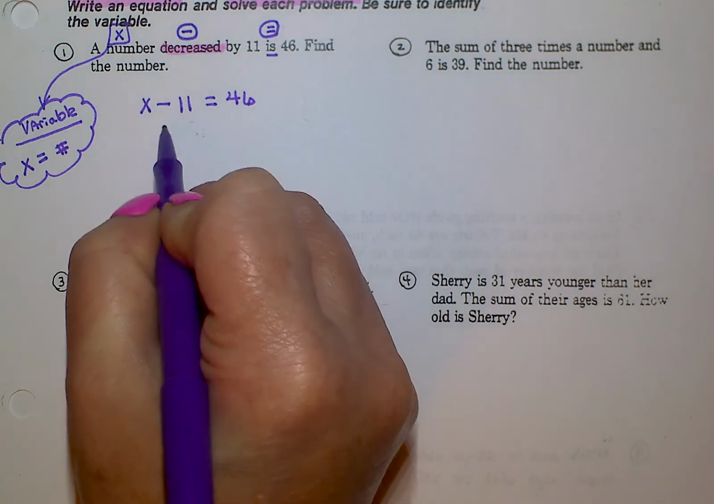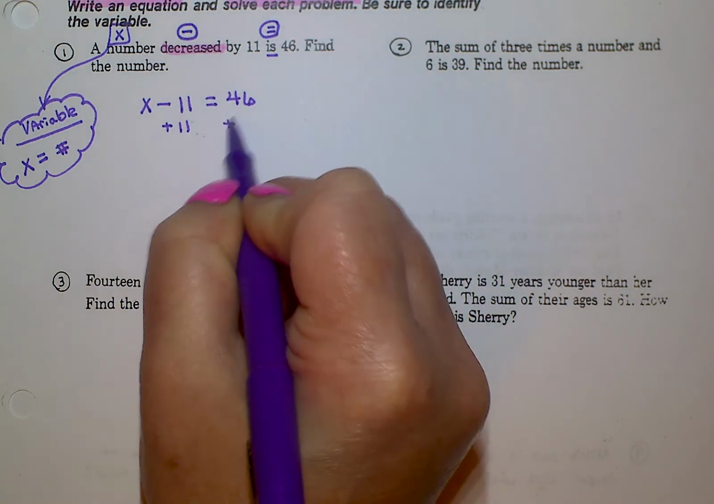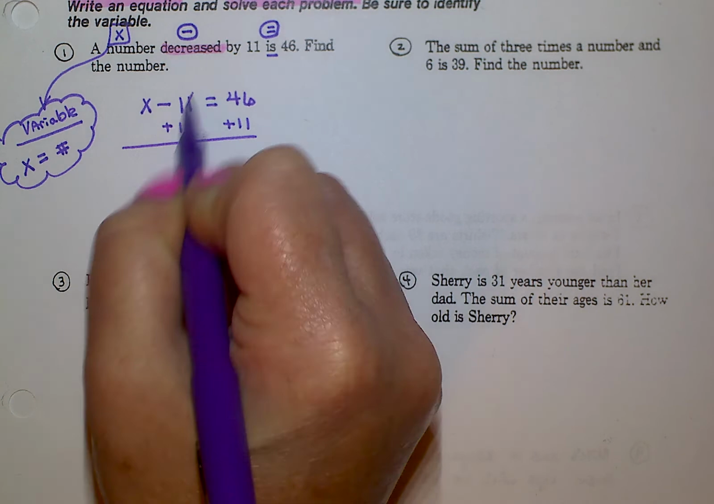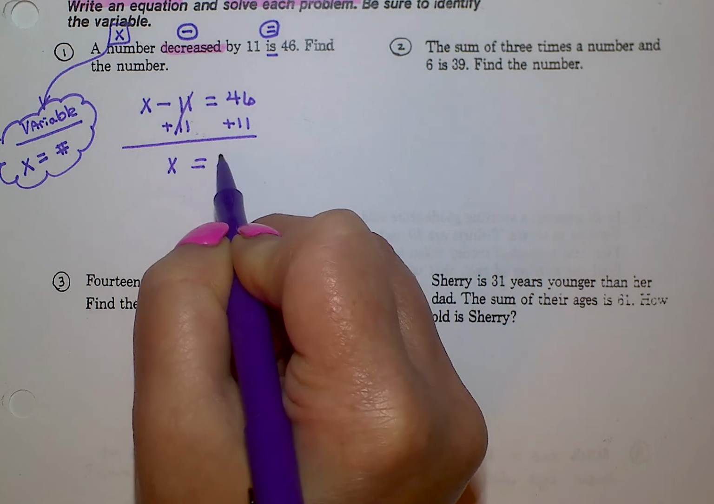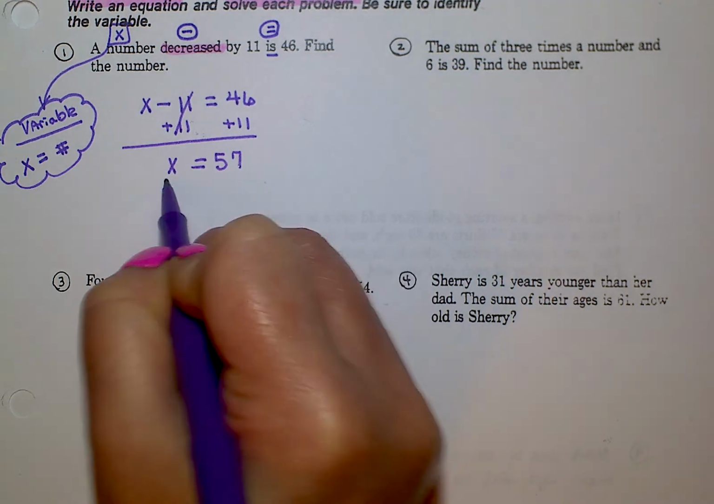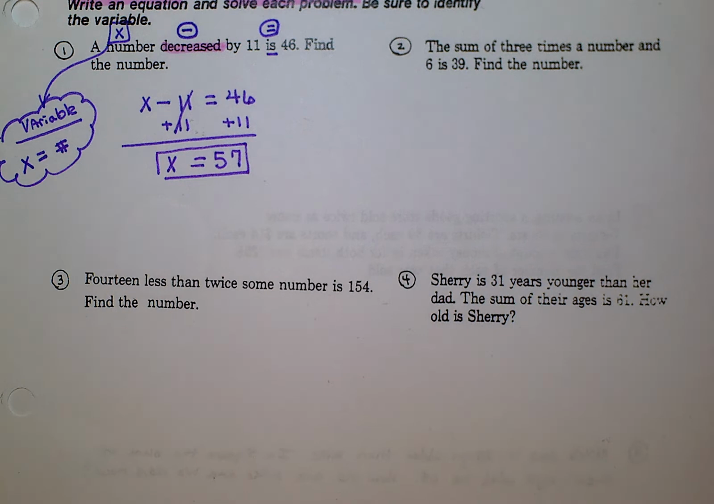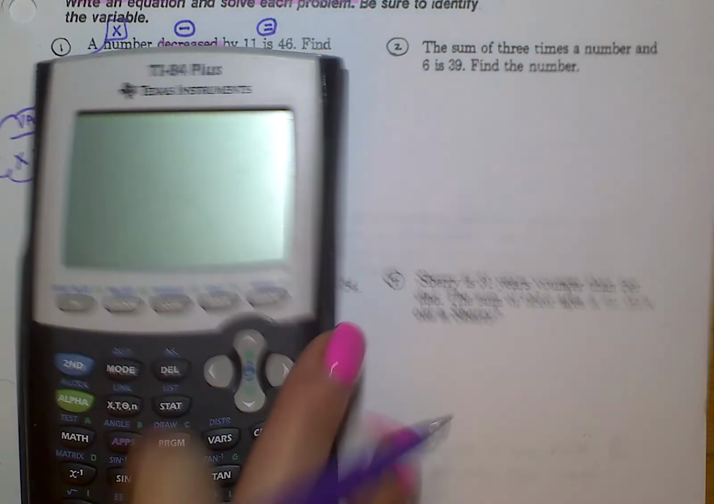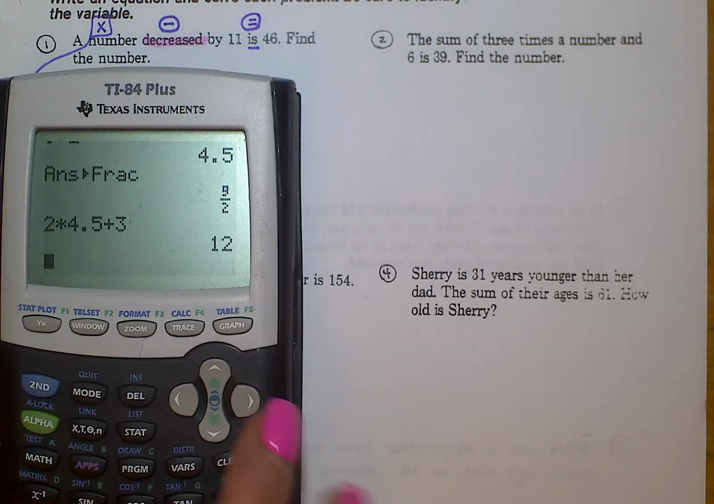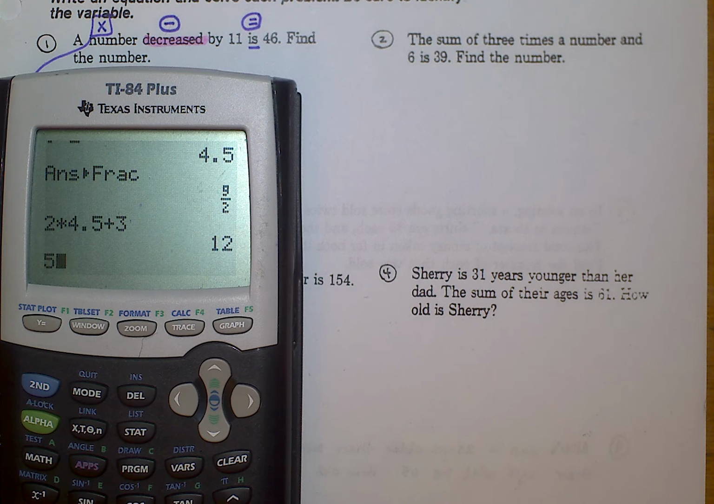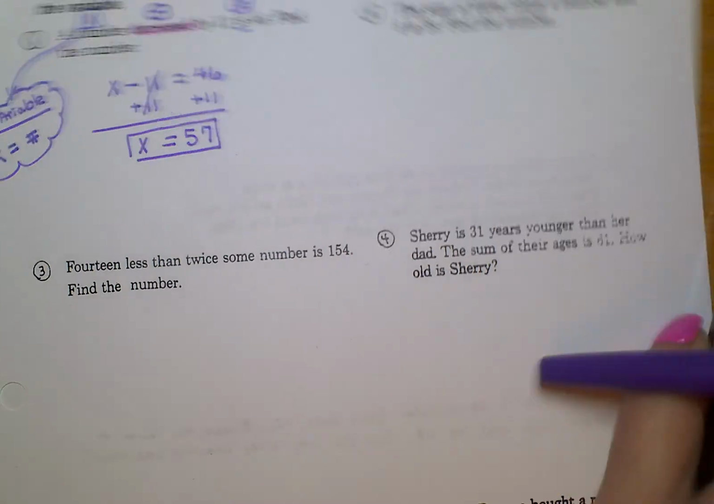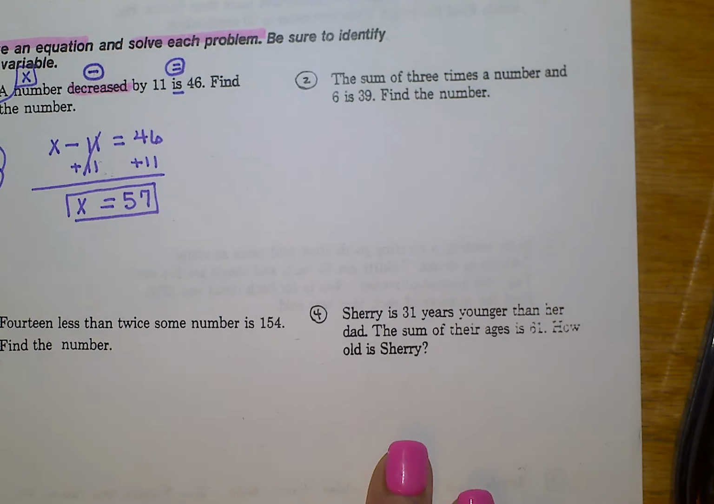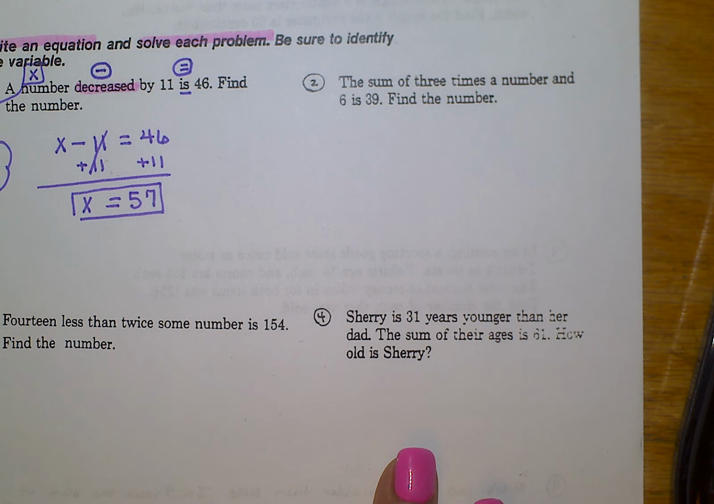To get rid of subtraction, we're going to add 11 to both sides. So X would come out to be 57. So you want to check that. Remember you can check it in the calculator or your head. So we know now the number is 57. If I decrease that by 11, I should get 46, and I did. Okay, try number 2, and then come back and see if you got that right.